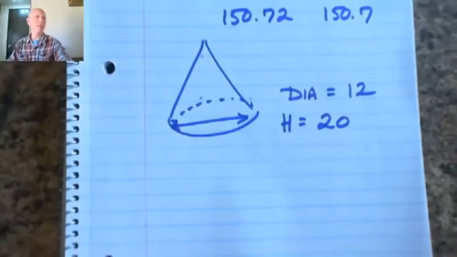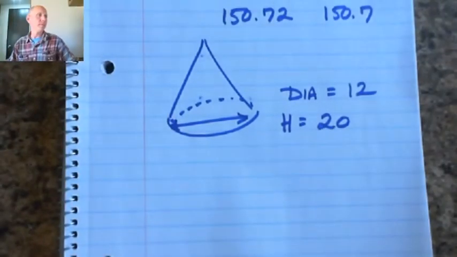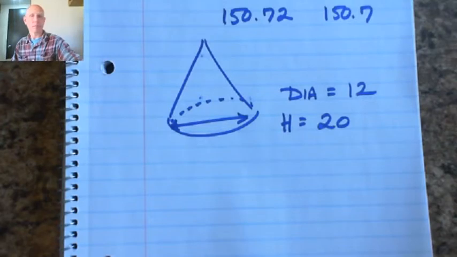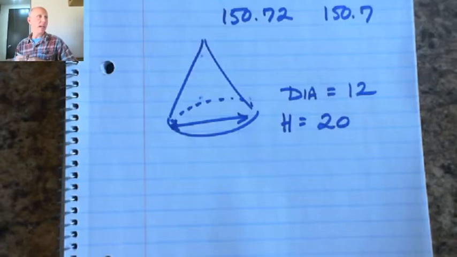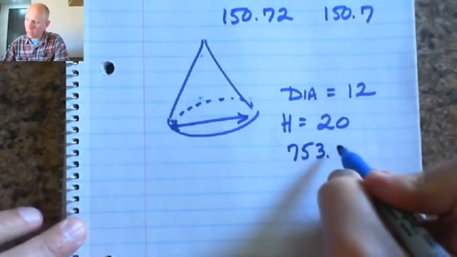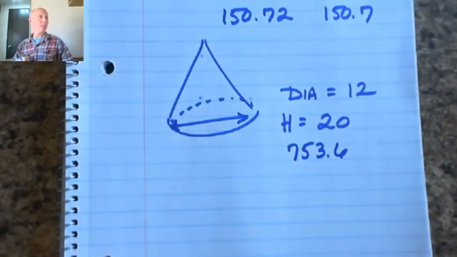Let me get my mouse. There we go. That's better. Diameter is 12. I have it as 753.6. Hopefully I got that right.